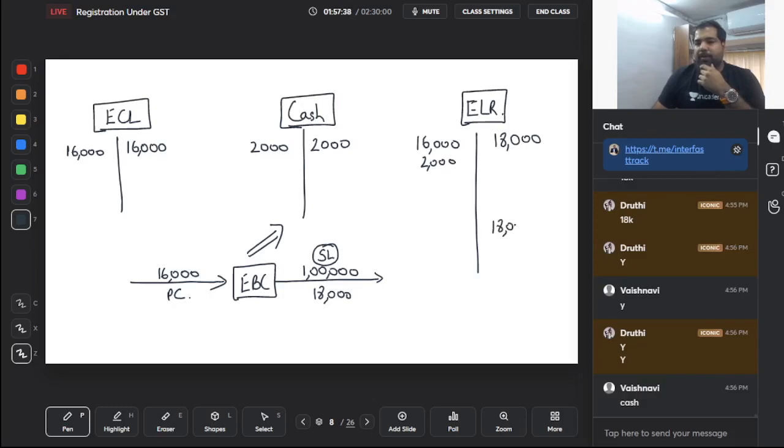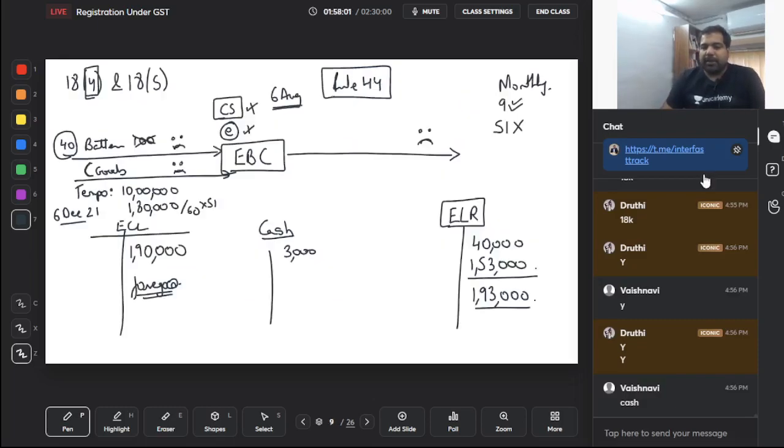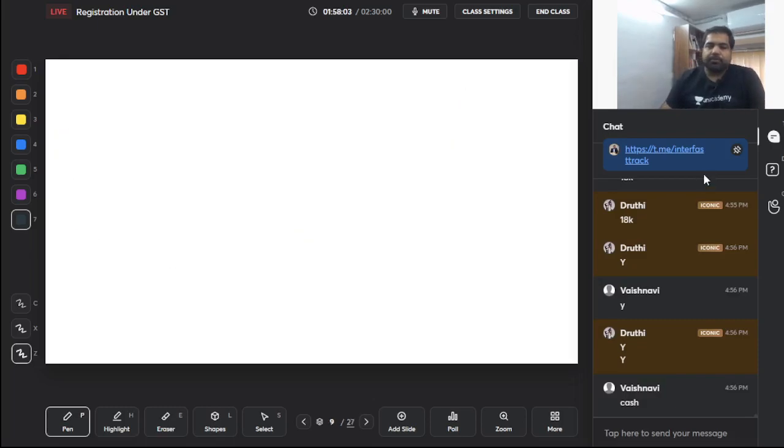This is called payment. And this chapter, which we will now discuss, is called payment under GST or payment of GST. All right. Let's check, guys, this chapter. Very interesting chapter, very easy chapter. Let's see what this chapter talks about.